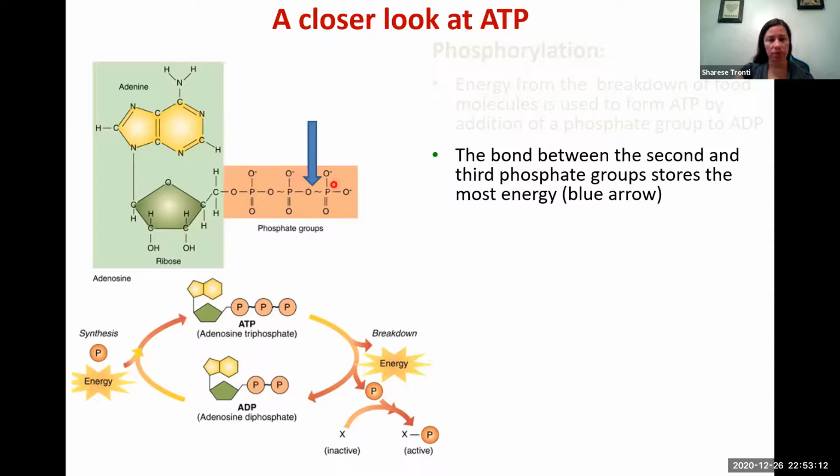When we take off a phosphate, remember ATP has 3 phosphates. When we take off that last phosphate, that's going to release energy. So when we break this bond here, it's releasing energy.